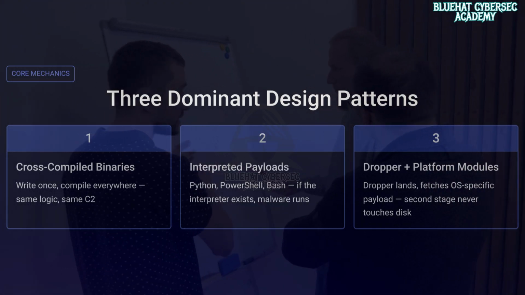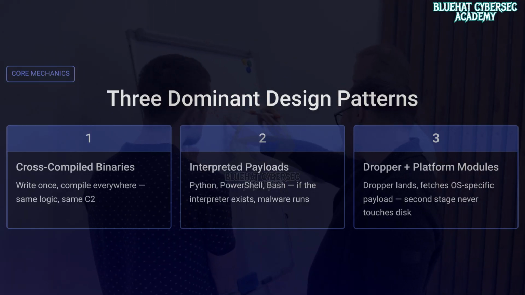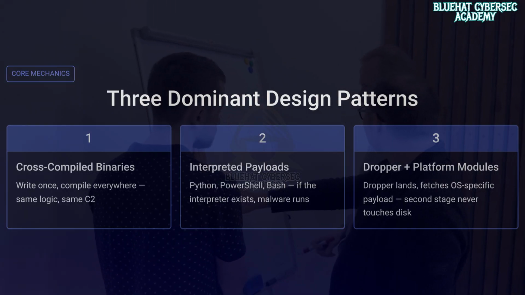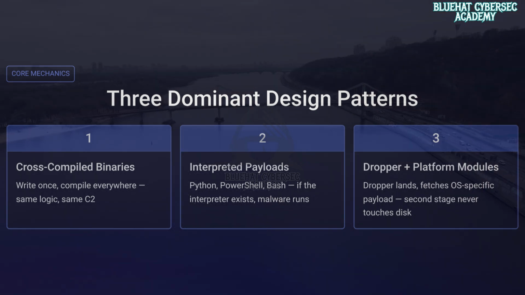And that is the dangerous part. The real weakness here is not execution, it is visibility. Organizations often underestimate how many interpreters are installed by default or introduced later through developer tooling, CI pipelines, or debugging environments. The third pattern is what you can think of as a dropper plus platform-specific modules.